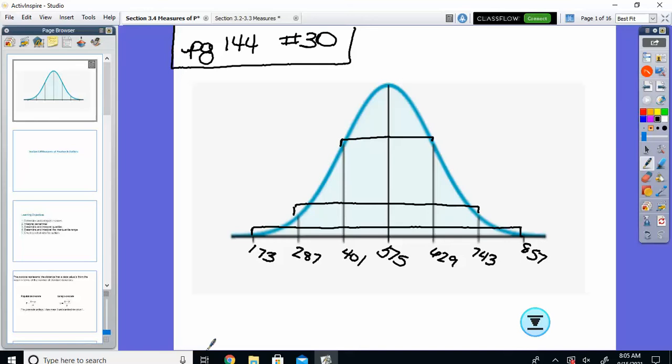So the first question, part A, what percentage of scores is between 401 and 629? That's right here. That's the first standard deviation. So what did we say? The first standard deviation of the empirical rule, how much of our data should fall there? 68%.